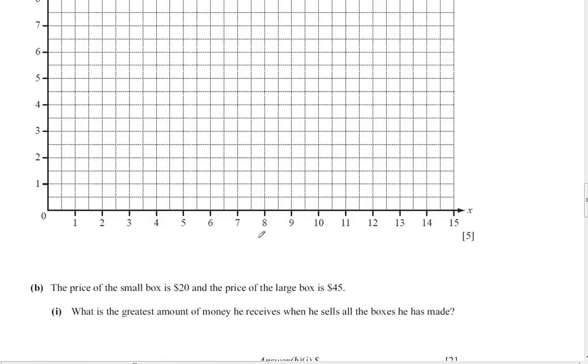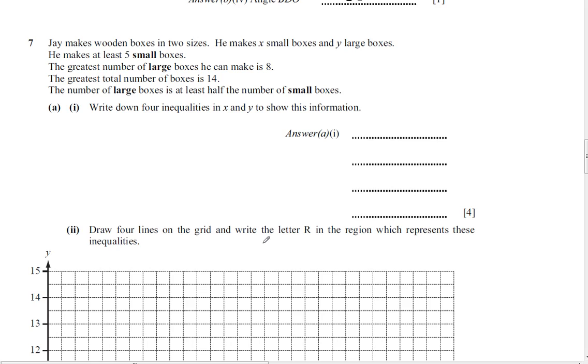Okay, last question, or second last question I think, before the end of the video. J makes quarter boxes in two sizes. He makes X small boxes and Y large boxes. X represents the number of small boxes he makes, and Y represents the number of large boxes. He makes at least 5 small boxes. The greatest total of boxes is 14, the greatest number of large boxes he makes is 8, and the number of large boxes is at least half the number of small boxes.